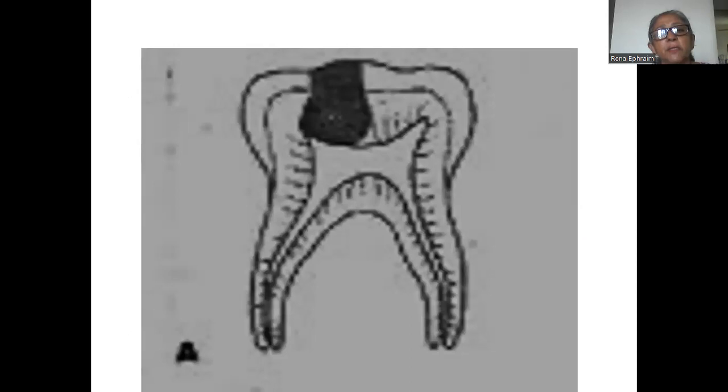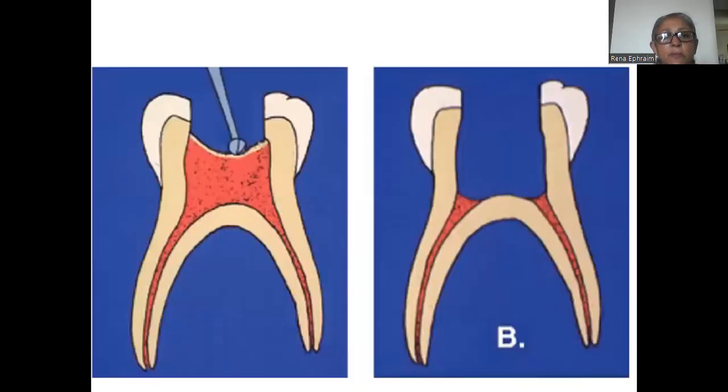This is a diagrammatic representation of a tooth which might need pulpotomy or pulpectomy. You can see that the cavity is very, very close to the pulp. Since X-rays are two-dimensional in nature, there are chances that what we see in the radiograph may not be exactly what the clinical picture is.